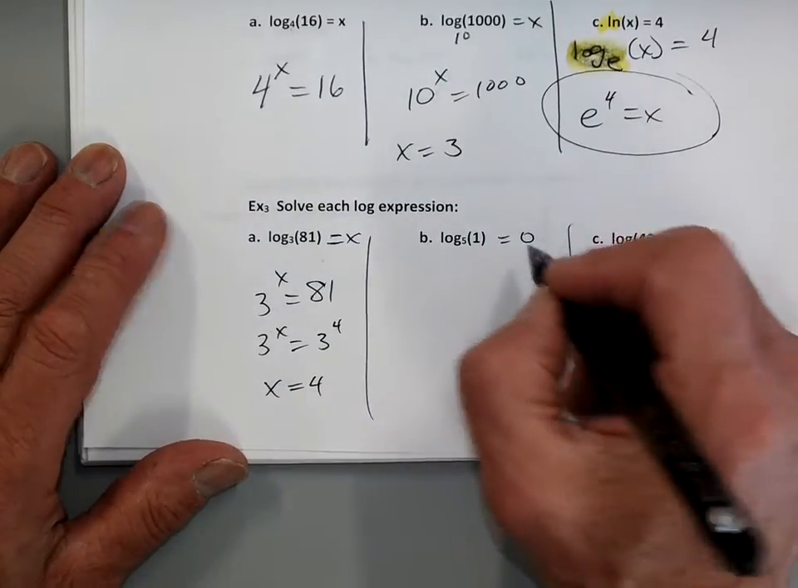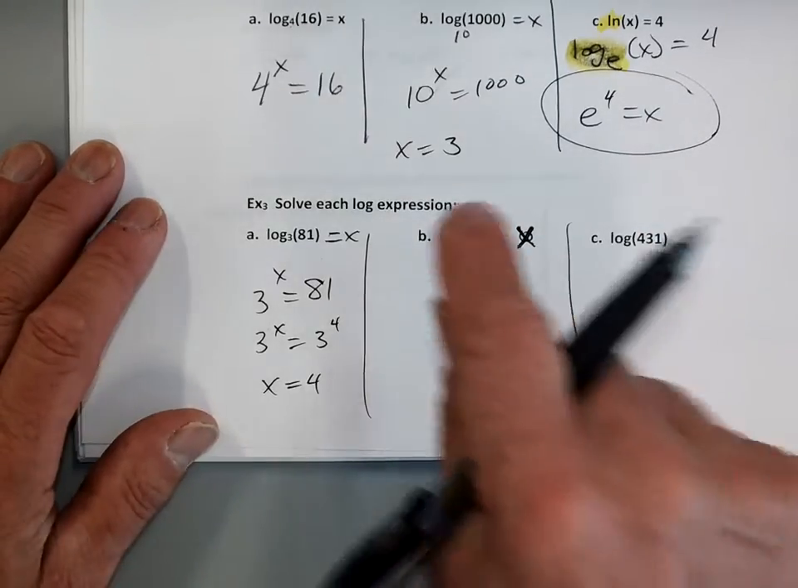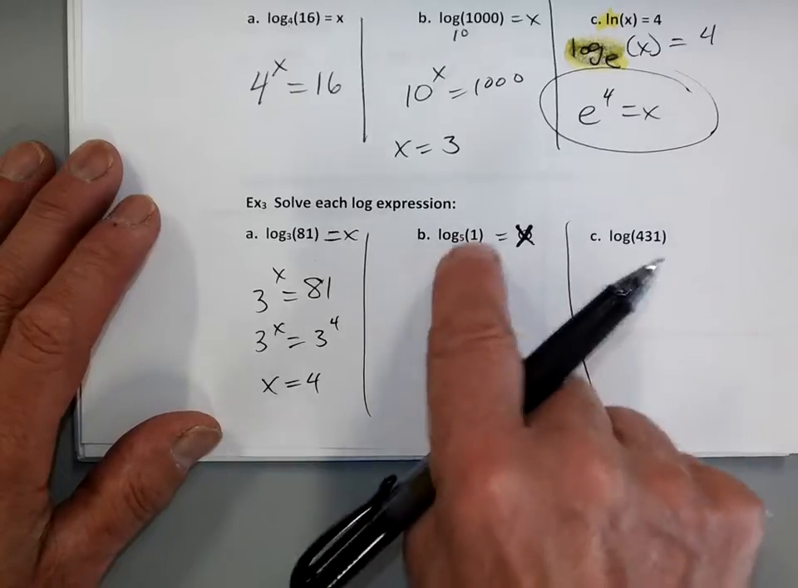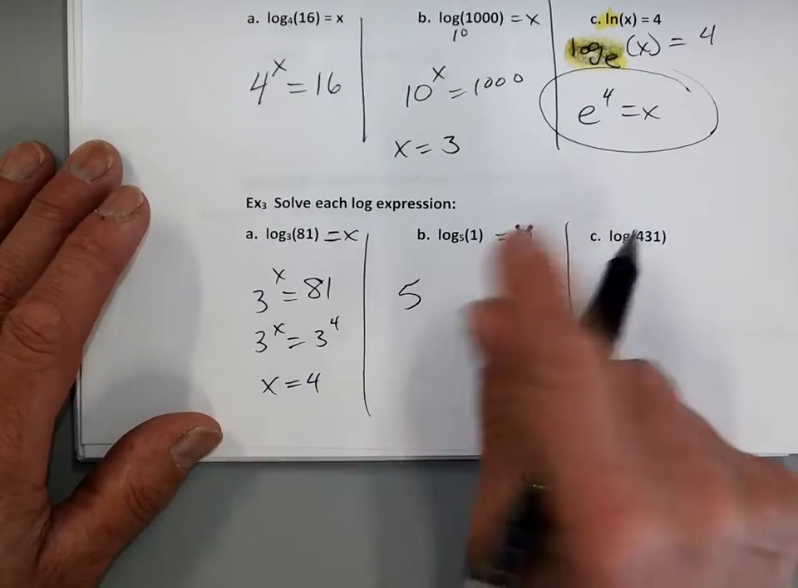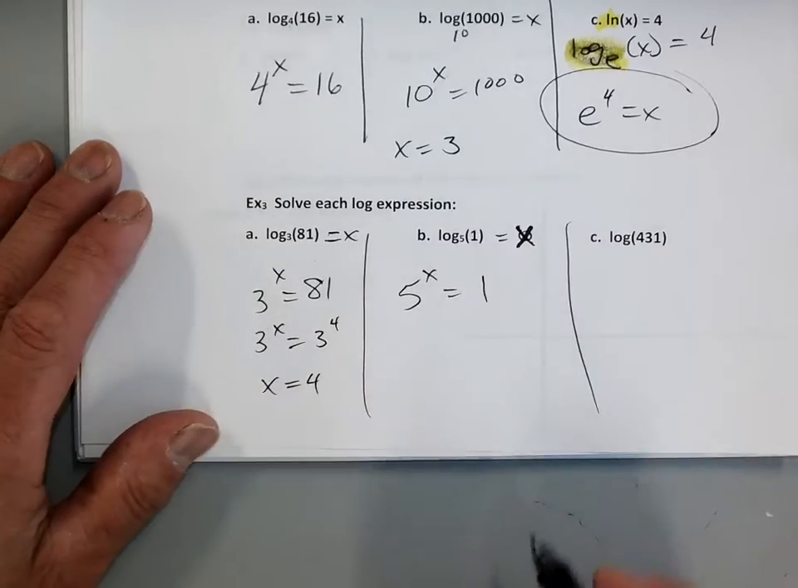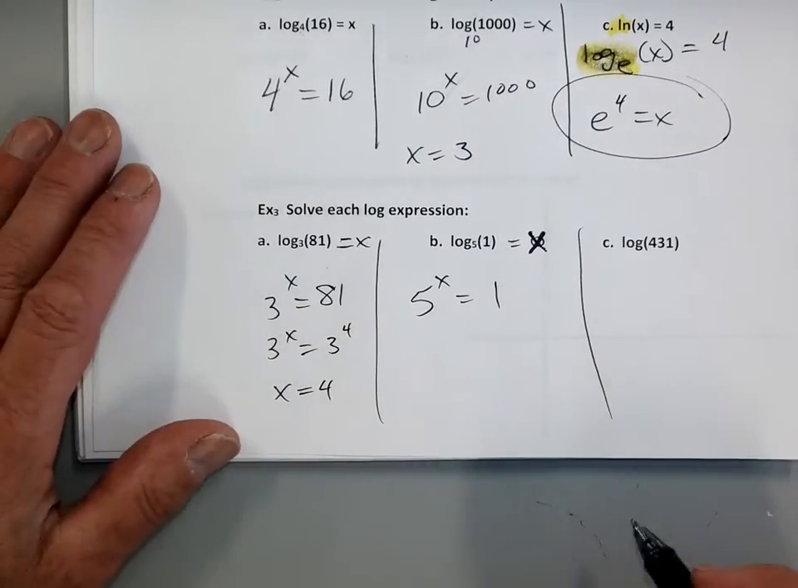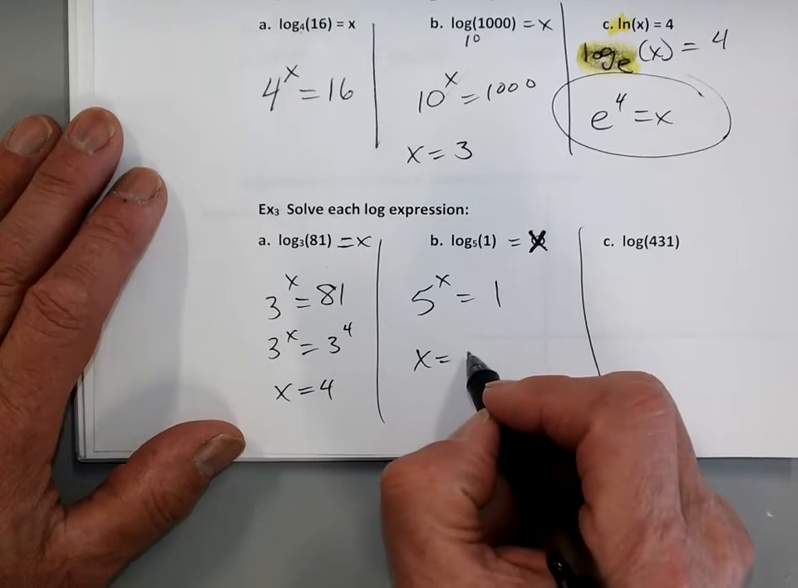Okay, b, let's set it equal to x, so 5 to the x, there's my base. 5 is my base, to the x power of the exponent equals 1. Well, obviously it's got to be 0, because anything to the 0 power is always going to be equal to 1, so x is equal to 0, okay?